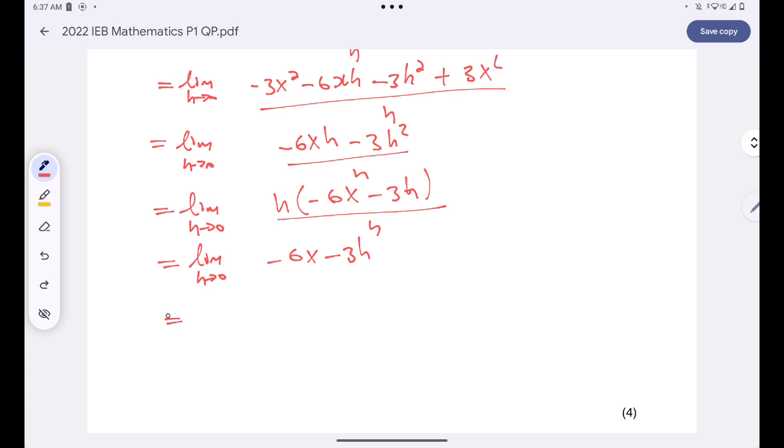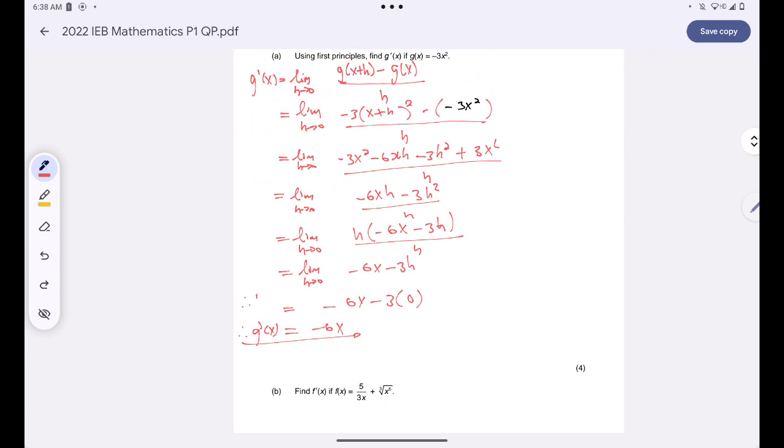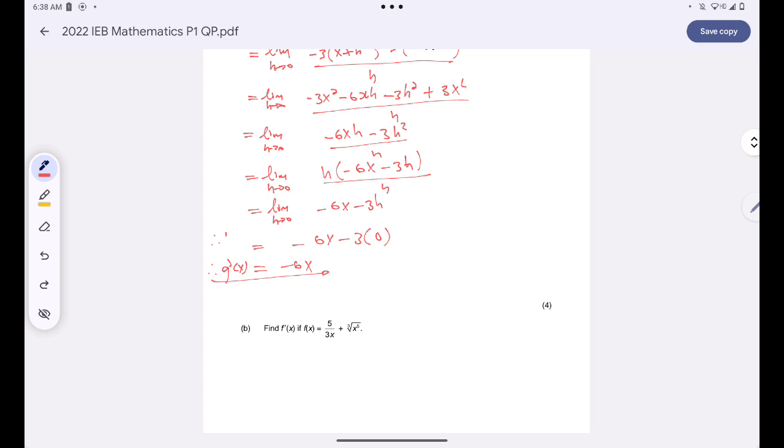Please note that whenever I substitute 0 for h, I no longer write limit as h approaches 0. I'll simply say negative 6x minus 3 times 0. So therefore, my derivative of g is simply negative 6x. That's how I would have tackled the derivative by using first principle.